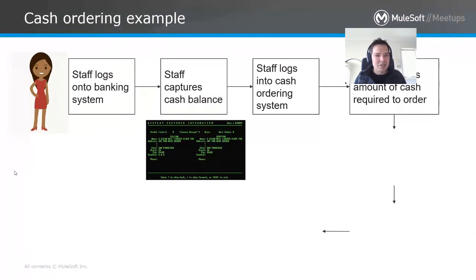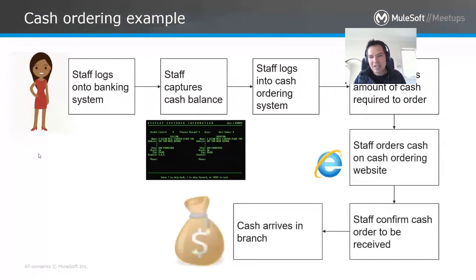At the end of each day, a staff member may log into a banking system like an AS400 green screen. They'll capture cash balances. They might log into another cash ordering system. They need to apply some manual calculations to figure out the amount of cash that they want. Then they have to go to another web-based application to fulfill their orders, and then they need to do some confirmation there.